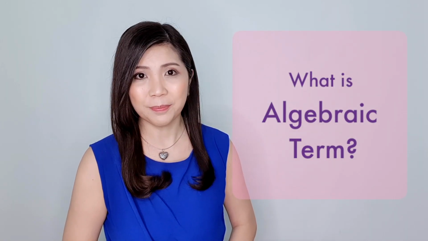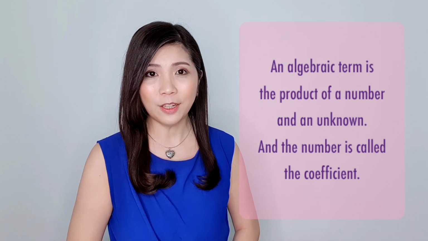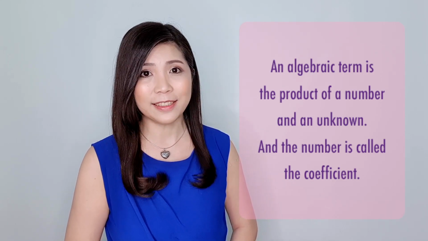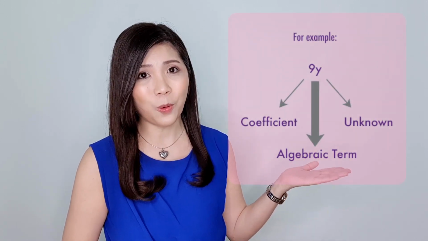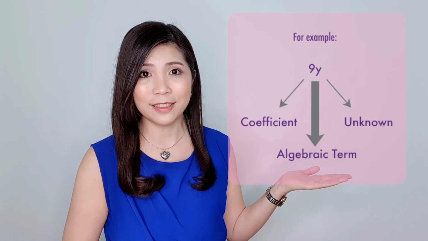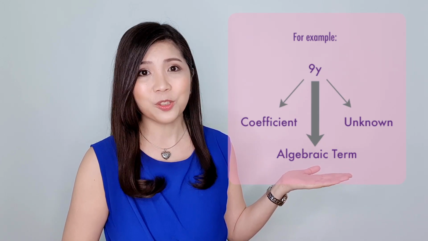What is an algebraic term? An algebraic term is the product of a number and an unknown, and the number is called the coefficient. For example, 9y. So 9 is the coefficient and y is the unknown, and 9y is the algebraic term.